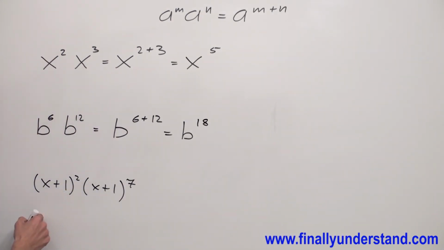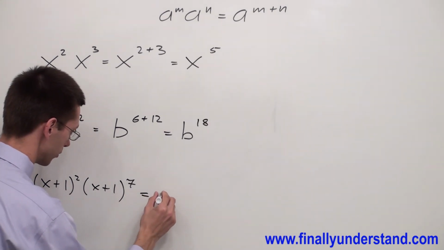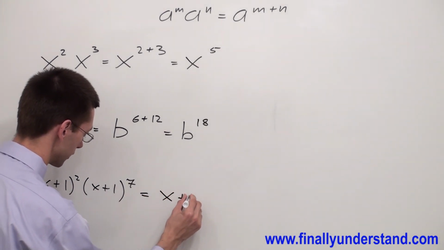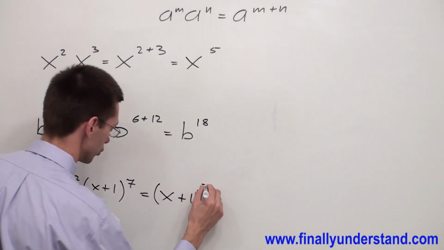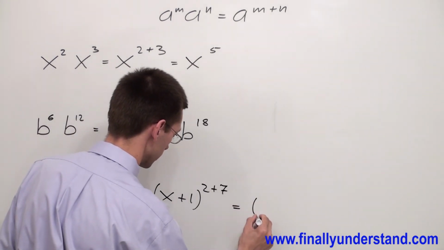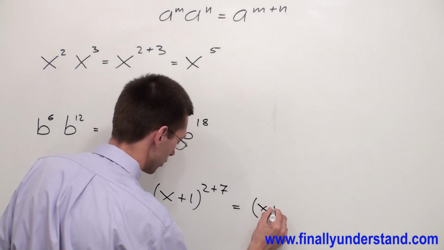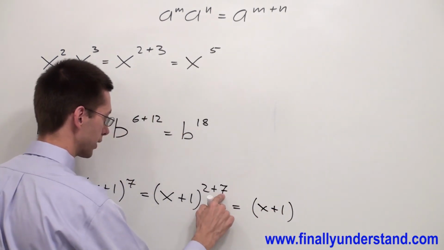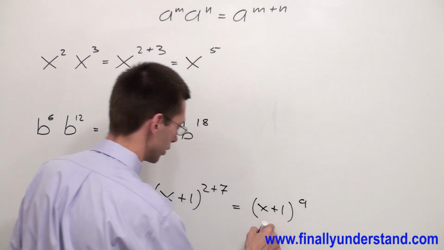Let's take a look over here. We have base, which is x plus 1, x plus 1. So in this case, base again stays the same, x plus 1, and we're supposed to add exponents, 2 plus 7. Okay, so let me rewrite this answer one more time. I'm going to have x plus 1 to the power 2 plus 7, which is 9. This is the solution to my problem.